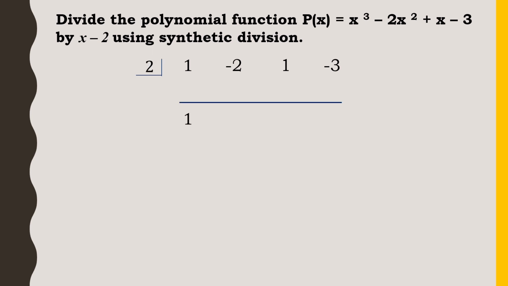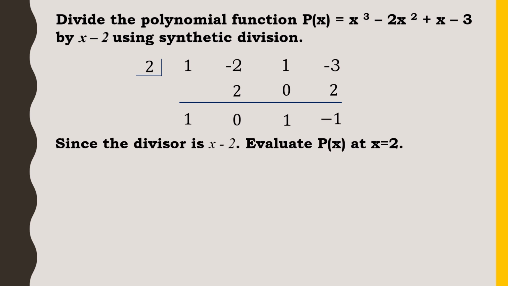Then we bring down the first coefficient 1. 1 times 2 gives us 2. We add negative 2 plus 2, and that is 0. Then we multiply 0 by the constant c of the divisor, that is 0 times 2, which is 0. 1 plus 0 is 1. Multiplying again 1 by 2 gives us 2. Negative 3 plus 2 gives us negative 1.